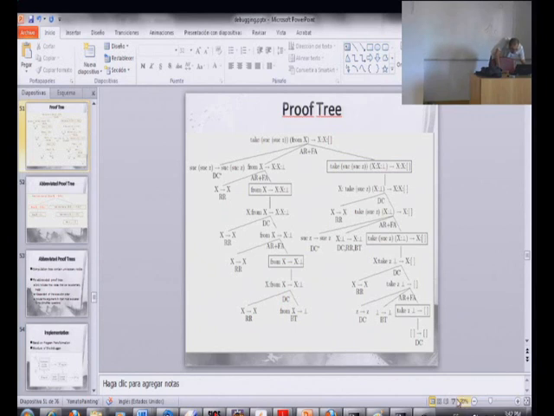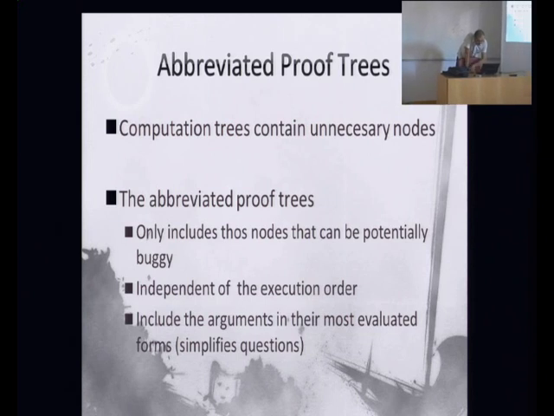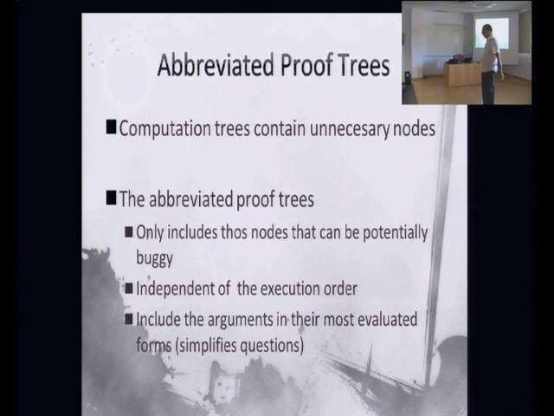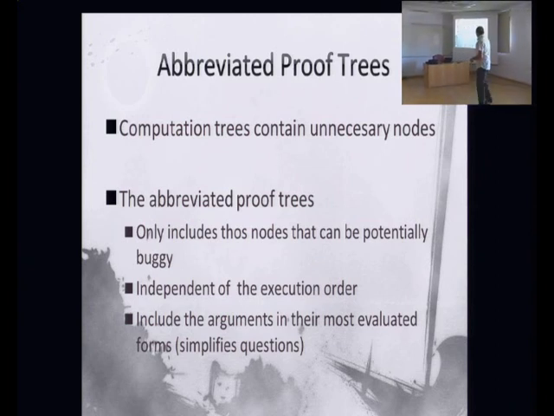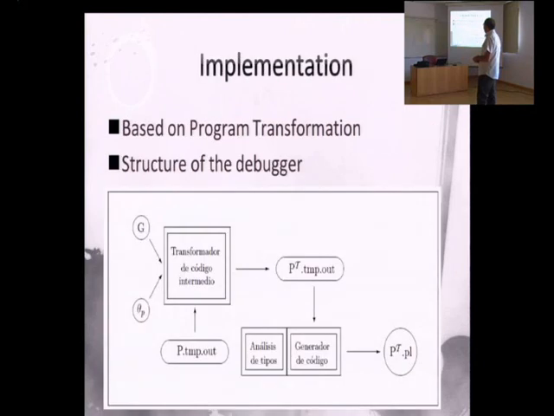Okay, let's continue. So the abbreviated proof trees, also in Mod, Adrian has used a similar approach with abbreviated proof trees and debugger, both for missing and for wrong answers. So the abbreviated proof trees only include those nodes that can be potentially missing. It's independent of the execution order, so the computation tree abstracts away execution order, and includes elements in the most evaluated forms.